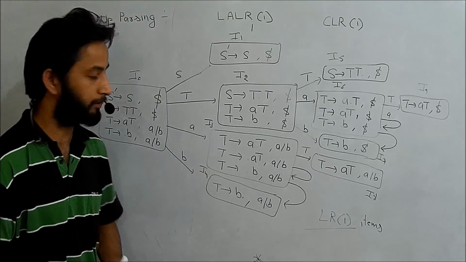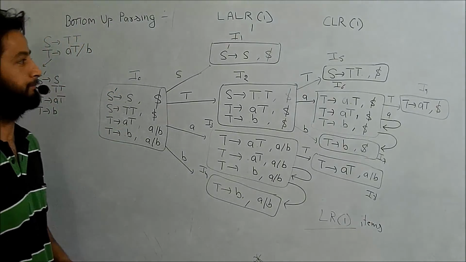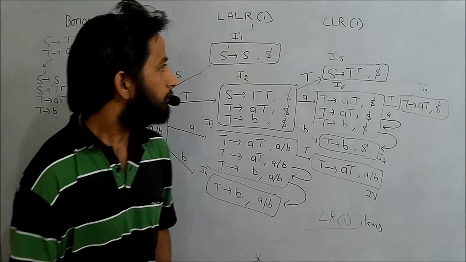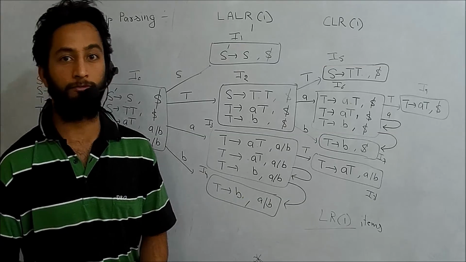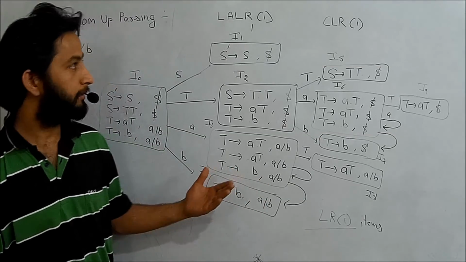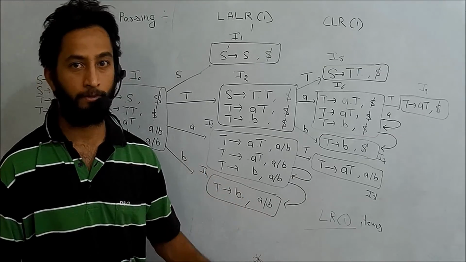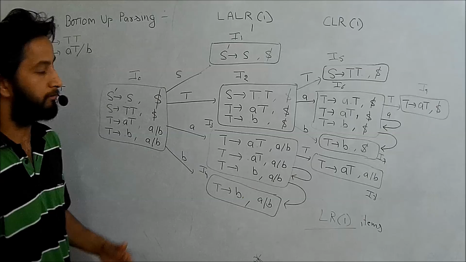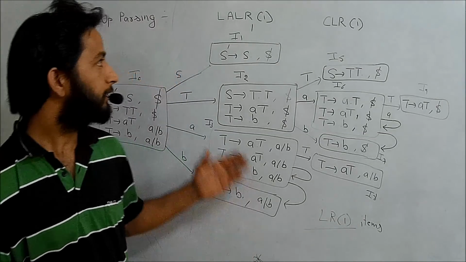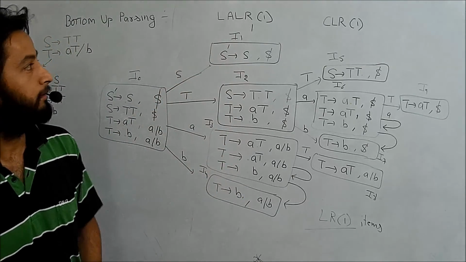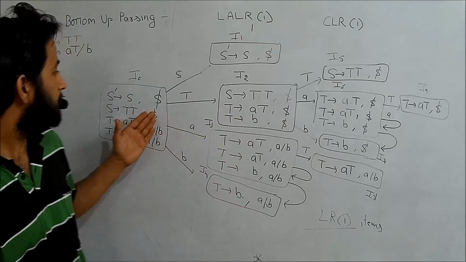So with the help of this canonical collection of LR1 items, we will draw the LALR table. Okay, so everything will remain same, only the difference comes in the reduce move. So in the LR0 parser, we will place the reduce move in the complete row, and in the SLR1 parser, we will place the reduce move under the follow of that production. But in the case of the LALR1 parser, we will place the reduce move only under the look ahead.